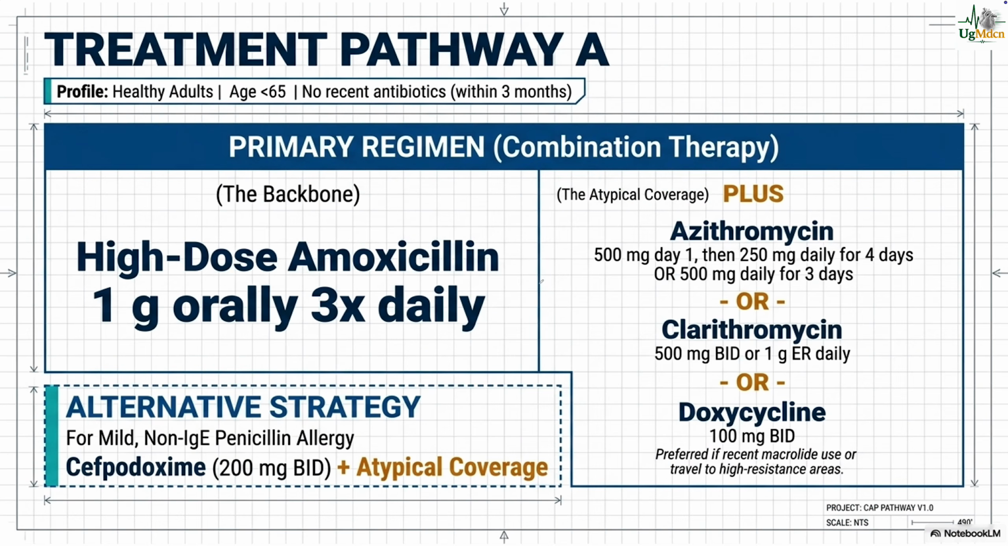Let us move on to the treatment pathways. For healthy adults without major comorbidities, treatment pathway A applies. The preferred regimen is high-dose amoxicillin, 1 gram 3 times daily. When atypical coverage is desired, doxycycline or azithromycin may be used. For patients with mild penicillin allergy, selected cephalosporins may be reasonable alternatives.